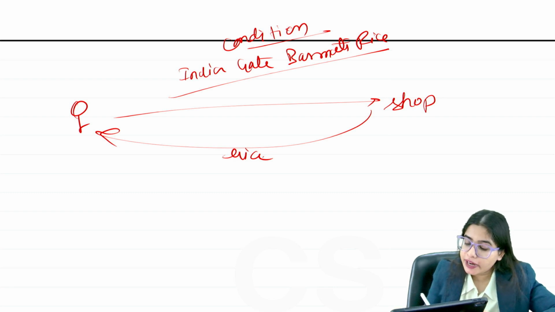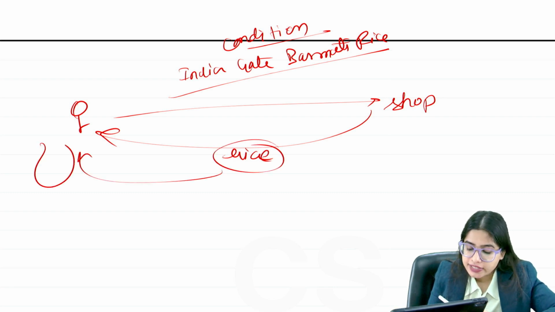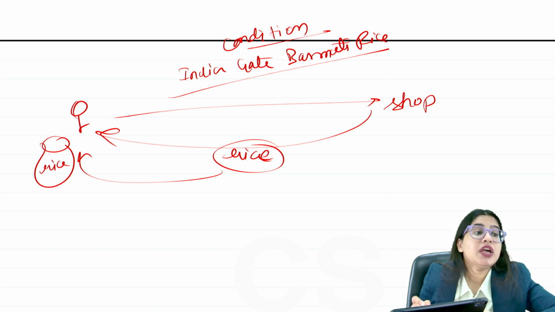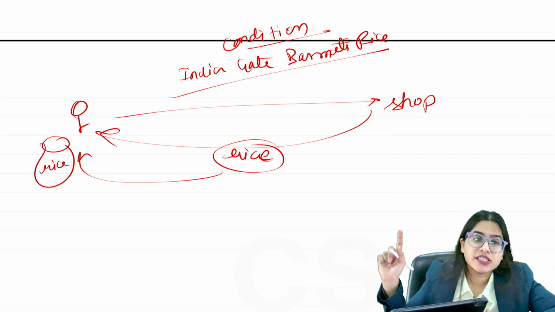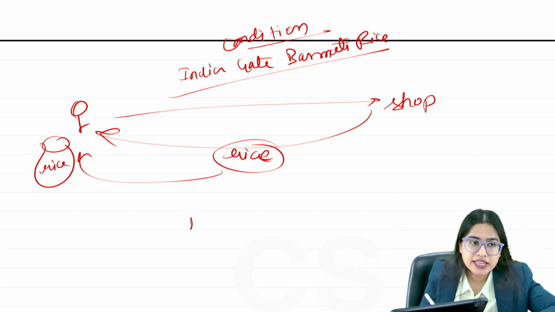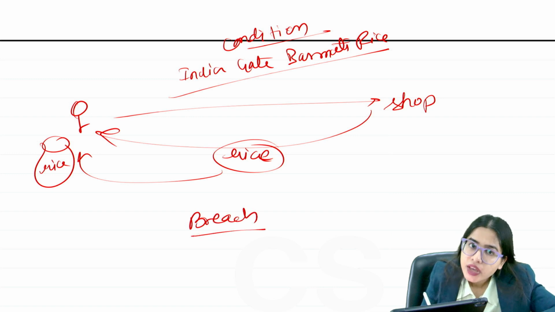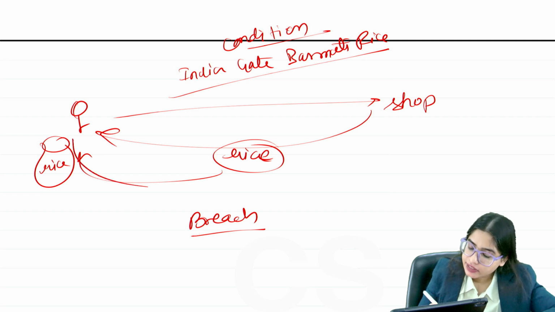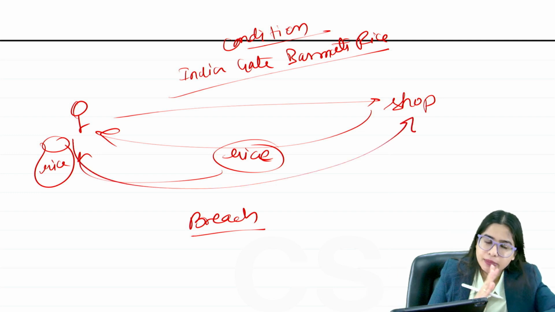Now, if they supplied me rice, I got the bag of rice. Later, I got to know this is not India Gate Basmati rice. Can I cancel the contract? The answer is yes, because there is a breach of condition. I can cancel the contract, I can return their rice, and I can take my money back.